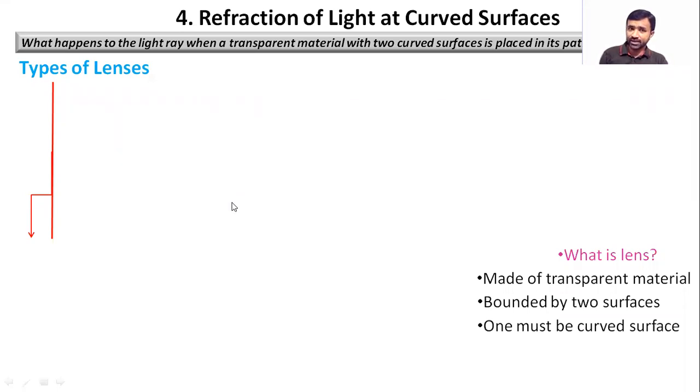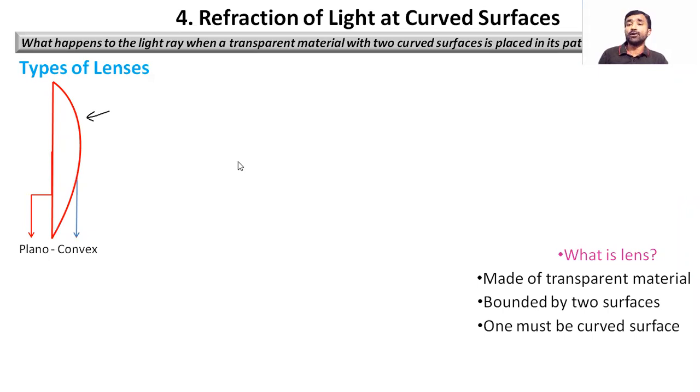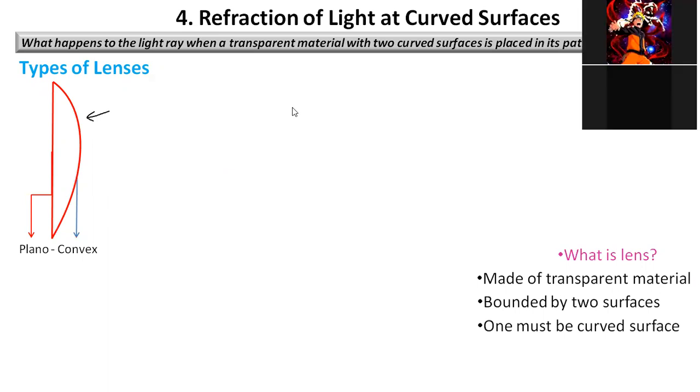One more surface I am making here. Just look at the screen. The first one remains a plane surface. Then the second one, as you observe from the right end, is a curved surface, especially a convex surface. So both together we can name this lens as plano-convex. Clear? The first surface is plane, then the next surface is convex. So plano-convex. Like this we can name.